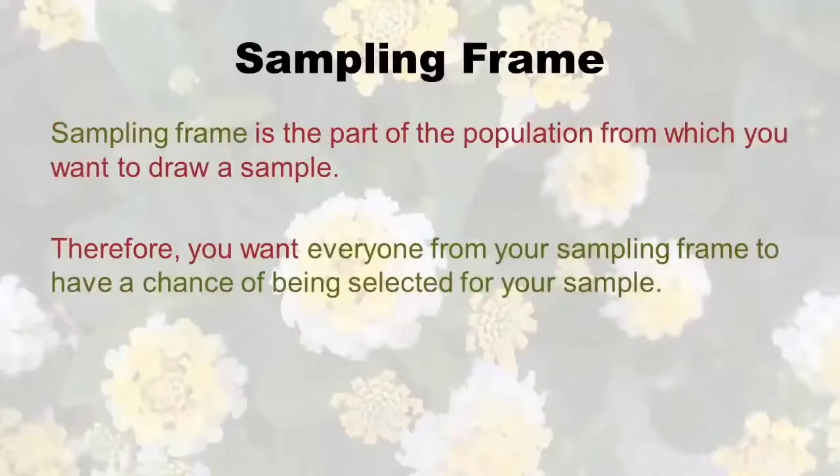So the sampling frame is the part of the population from which you want to draw the sample, and you want to work it such that everybody from your sampling frame has a chance of being selected for your sample. In other words, you don't want to leave anyone that should be in your sampling frame out in the cold.